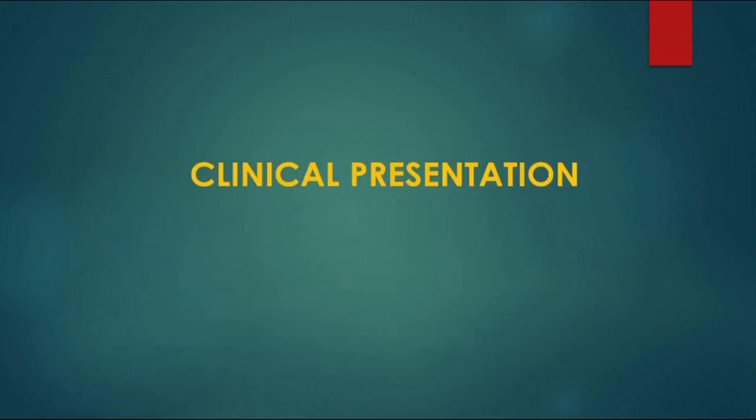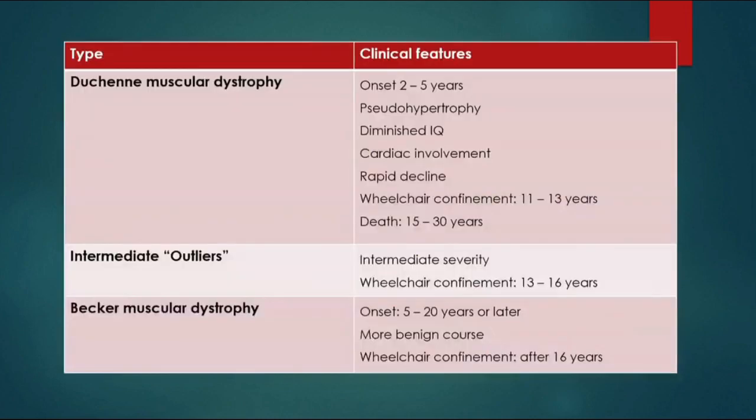Now, coming to the clinical presentation, briefly, the Duchenne muscular dystrophy patients present with weakness with onset between 2 and 5 years of age. They have pseudo-hypertrophy that I will discuss in a minute, diminished IQ, cardiac involvement, and then they have rapid decline compared to other phenotypes and wheelchair confinement by 13 years of age, and natural history is that death happens within 15 to 30 years of age.